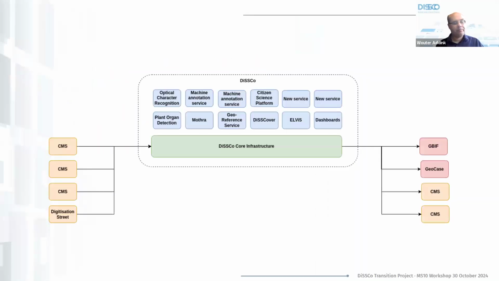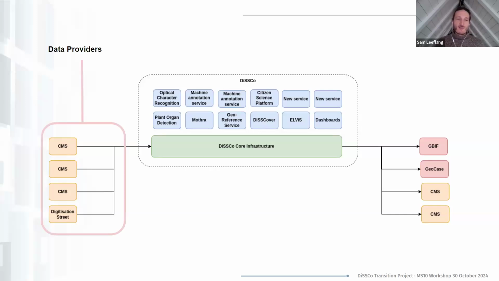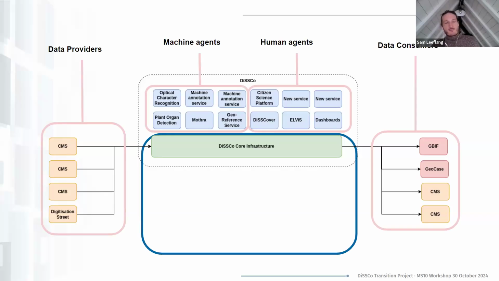Yeah, here is a bit of the overview of how it all works together. If you look at DiSSCo, we see ourselves situated with, on the left side, the data providers, which are the CMSs. And CMSs contain already a lot of data, and we want to get that data into DiSSCo, which is here in the center. On the right side, we have data consumers, which are often data aggregators, such as GBIF or GeoCASe. And often the CMSs also want to get the data back out of DiSSCo.